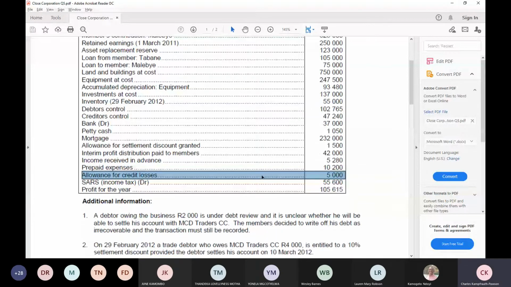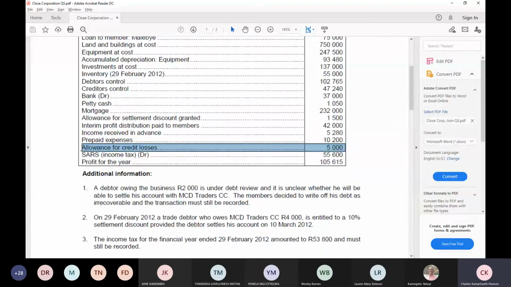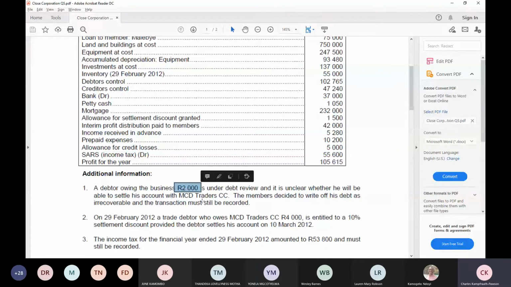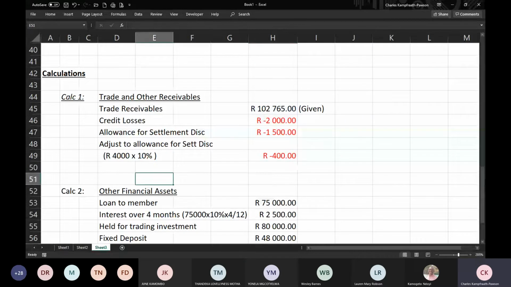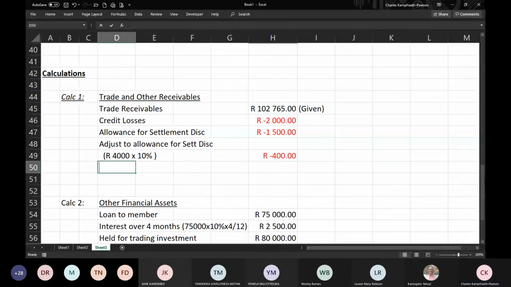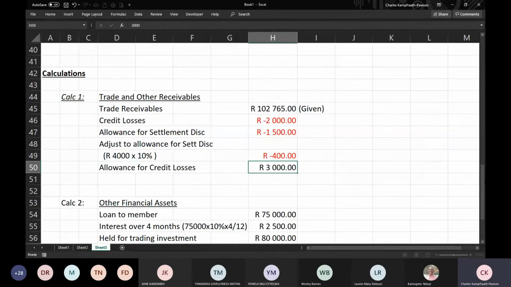So in this case, you must pay quite good attention here. They say the allowance for credit losses is 5,000, but the only bad debt that was written off was 2,000. So we've already provided for 5,000, of which 2,000 has now realized. So the only other amount that we have to take into account here is 3,000.